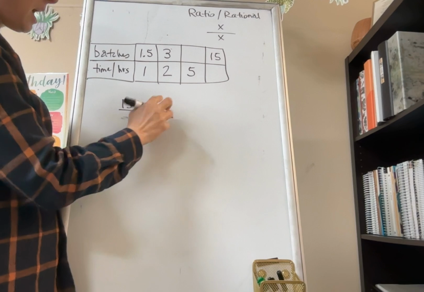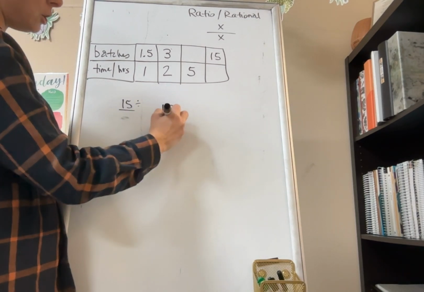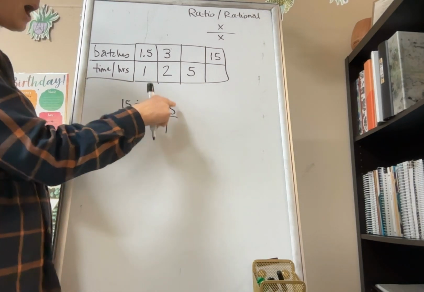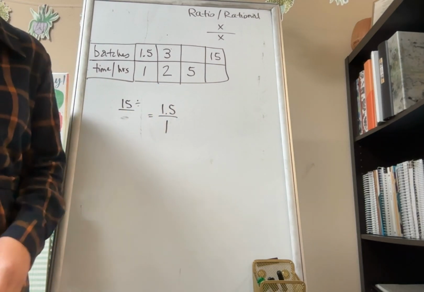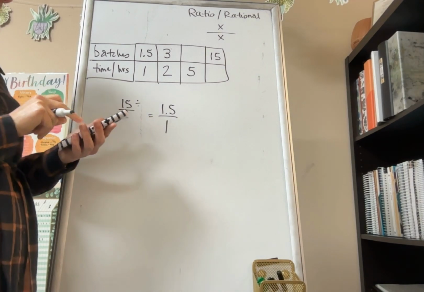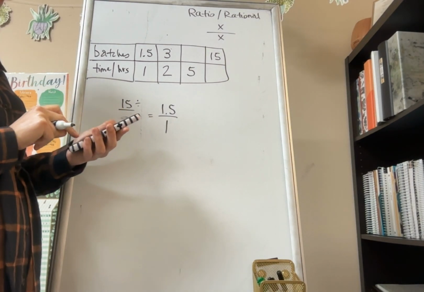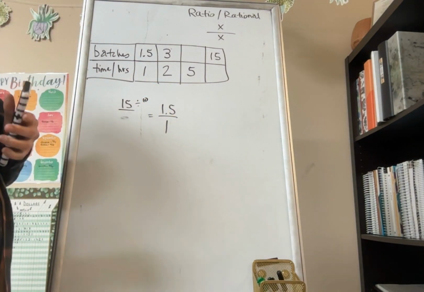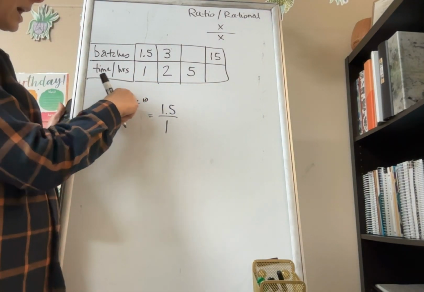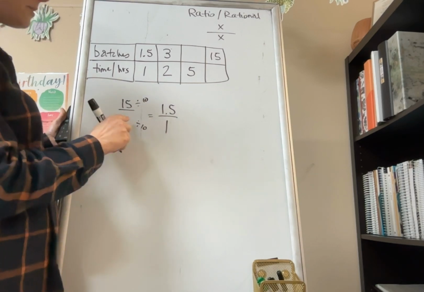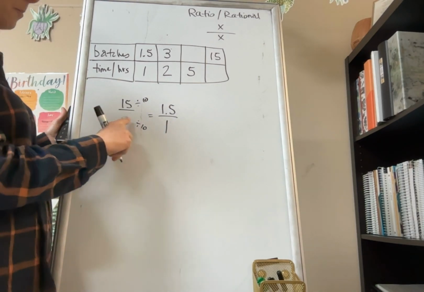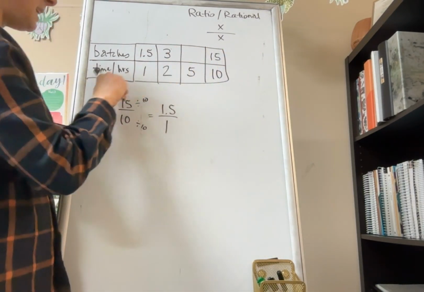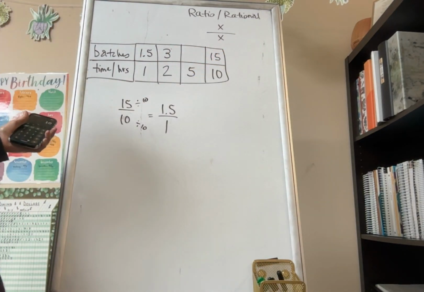And then I'm going to divide to get to my unit rate. So 15 divided by what makes 1.5? Well, you could use your calculator if you wanted to and say 15 divided by 1.5 makes 10. So that means 15 divided by 10 makes 1.5. If I divide the numerator by 10, I'm also going to divide my denominator by 10. What number divided by 10 will produce 1? A 10 will. So in 10 hours, he can make 15 batches.